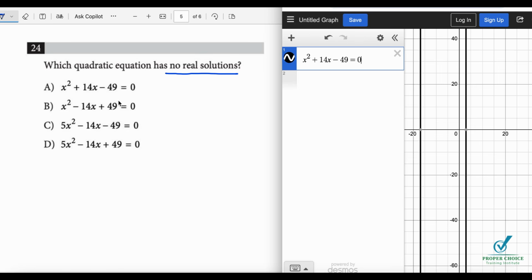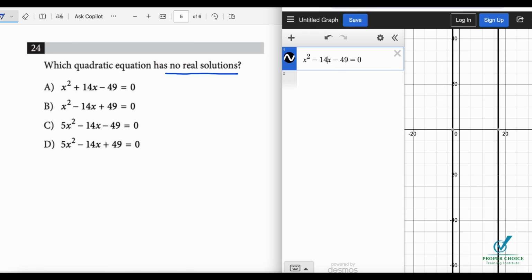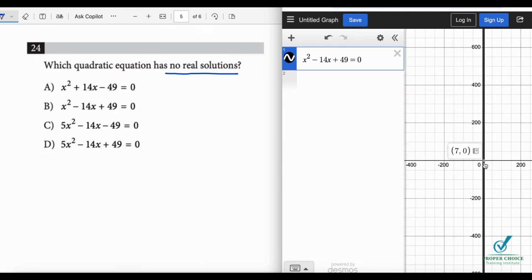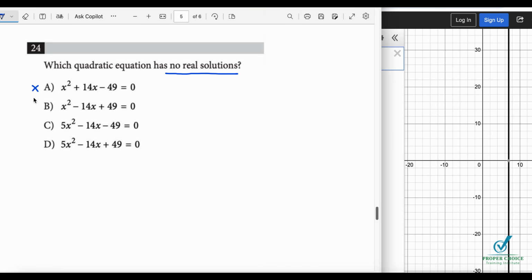Then check out x square minus 14x plus 49. So you simply need to change the signs, minus 14x plus 49. Again, it is touching the graph at one point, so it has one distinct real solution. So A cannot be the answer, B cannot be the answer, because I'm simply substituting them on Desmos.